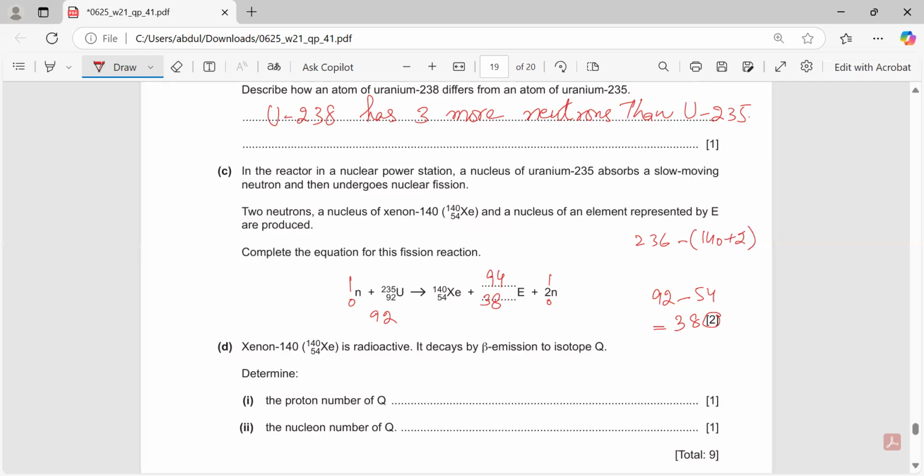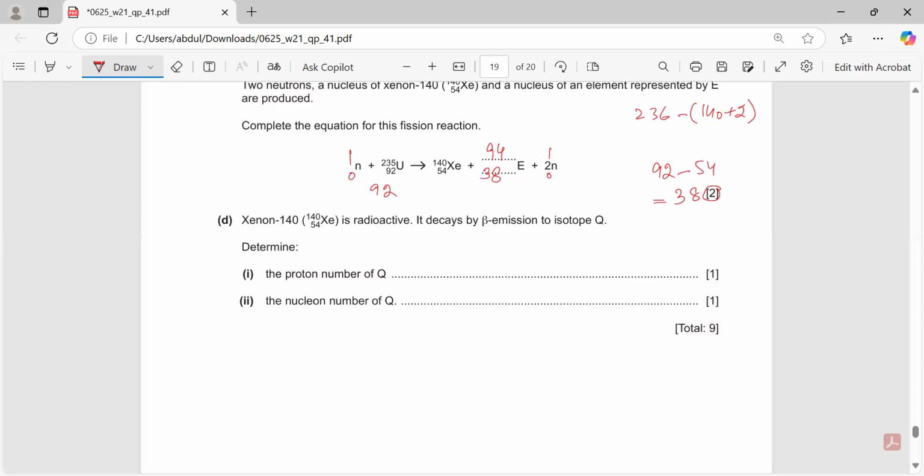Last part of the question, xenon 140, 54Xe 140 is radioactive. It decays by beta emission to isotope Q. Determine the proton number of Q. Before we answer it, Xe changes to Q with beta emission. Minus 1 beta, 54. Here it is 140. So that 140 plus 0 equals 140.